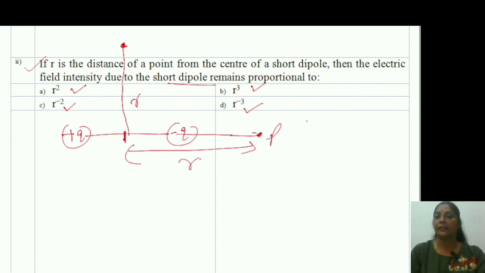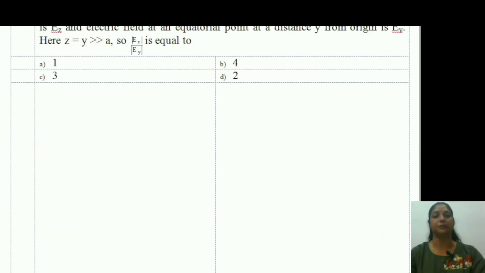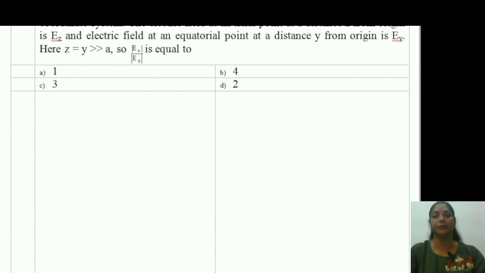You know, the electric field along the axial position is twice Kp by R cube. And the electric field along the equatorial position is Kp by R cube. In both cases, it is inversely proportional to R cube. It means which option is correct? Option D, R to the power minus 3. In this way, you solve question number 2. Hope it's clear to all of you right now.